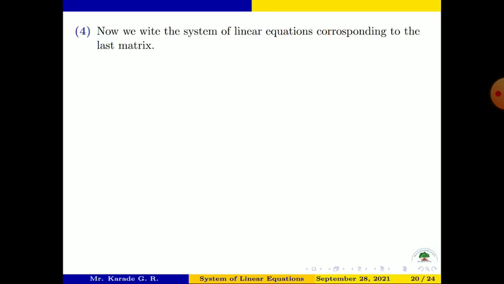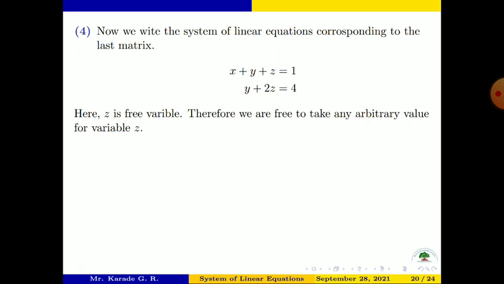So we try to find out these infinitely many solutions. Now we write the system of linear equations corresponding to this last matrix. So this is the system of equations. X plus y plus z is equal to 1 and y plus 2z is equal to 4. From first row we get first equation, from second row we write second equation. As third row is 0, there is no third equation. Here z is a free variable. Therefore we are free to take any arbitrary value for variable z.